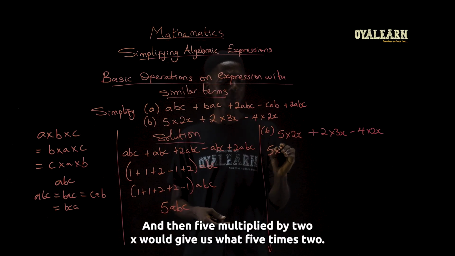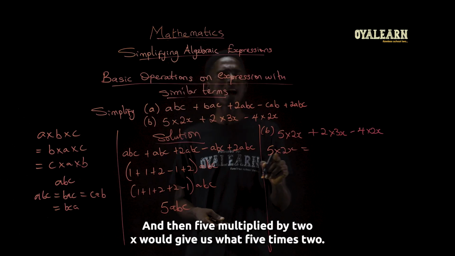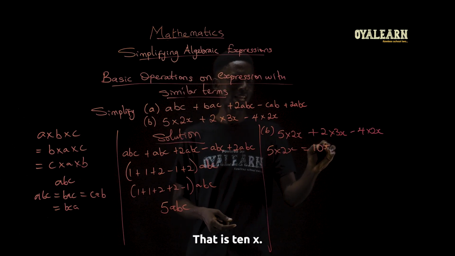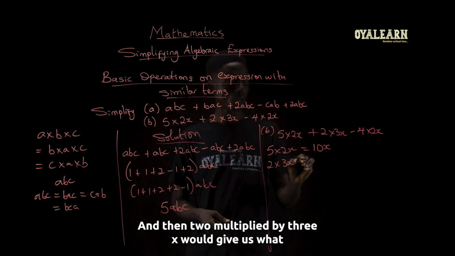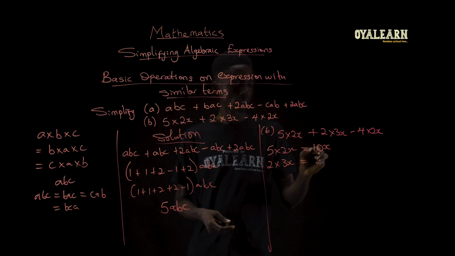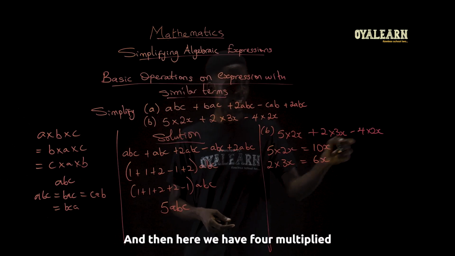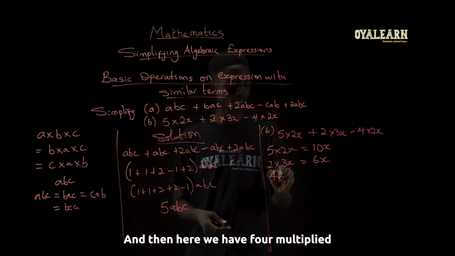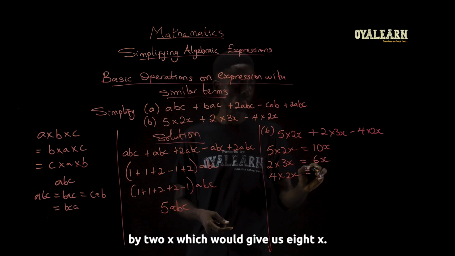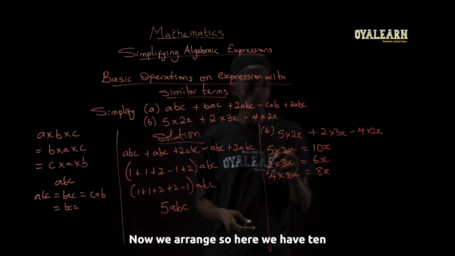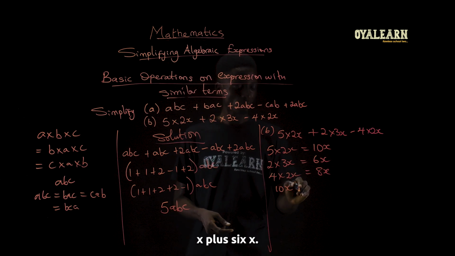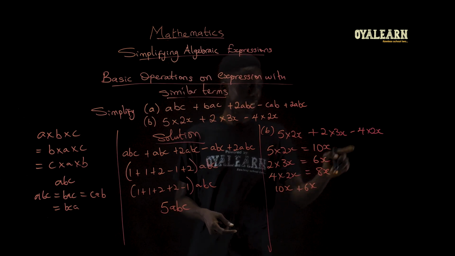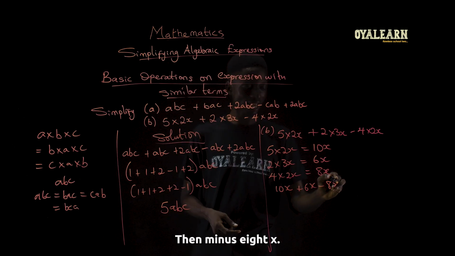And then 5 multiplied by 2x would give us what? 5 times 2, that is 10x. And then 2 multiplied by 3x would give us what? 6x. And then here we have 4 multiplied by 2x, which will give us 8x. Now we arrange. So here we have 10x plus 6x, then minus 8x.